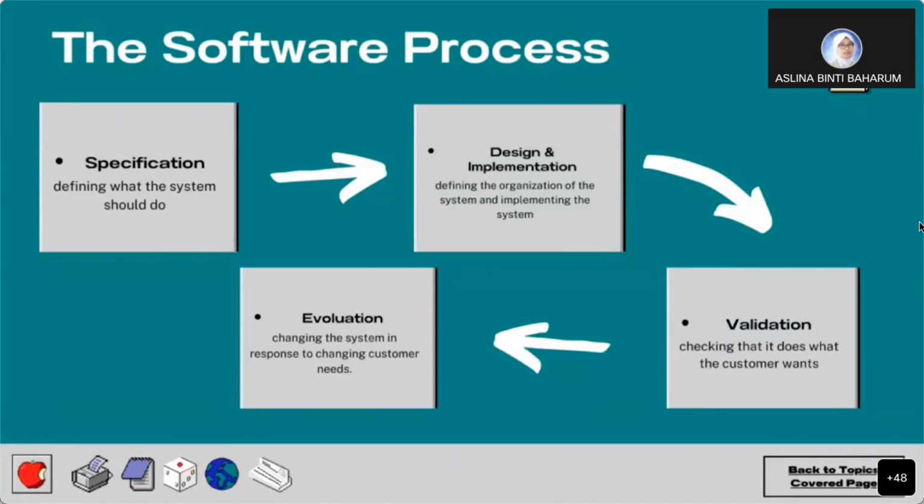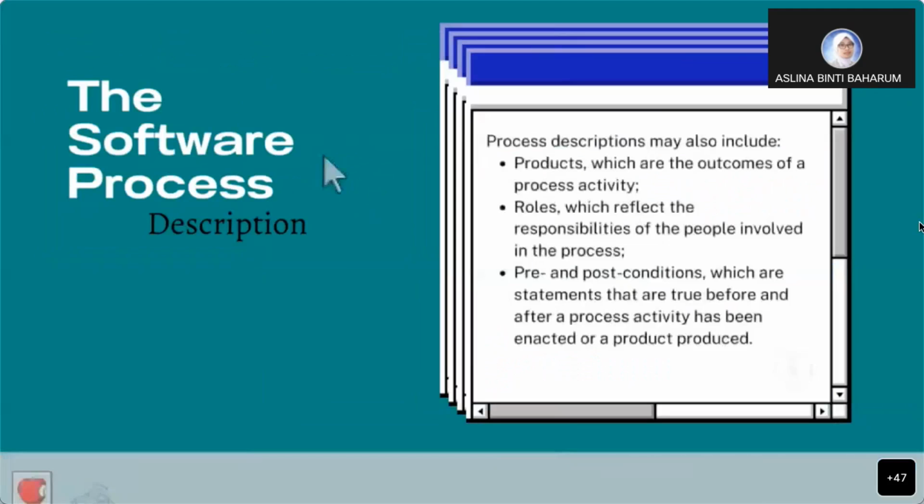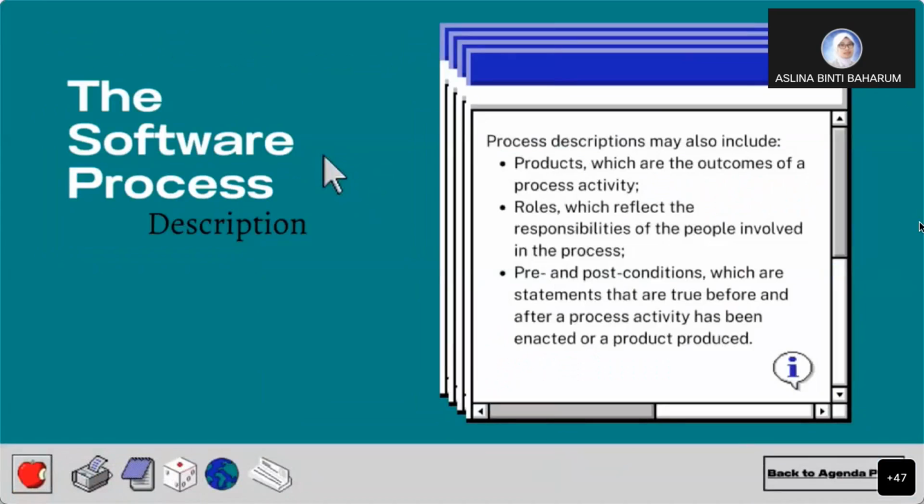In design and implementation, we define the organization of the system and also implement the system. In validation steps, we check if the system or software processes meet the customer requirements. And in evaluation, we may change the system in response to changing customer needs. Alright, so what are software processes all about?